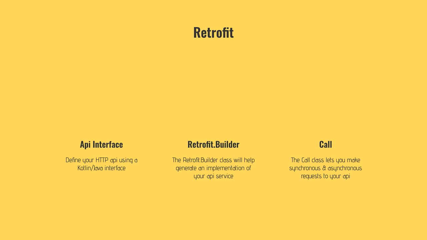And then lastly, we have this class called Call. Call represents the request. And we can use Call to make either synchronous requests for data or asynchronous requests for data. And we'll take a look at the difference between those in a little bit.